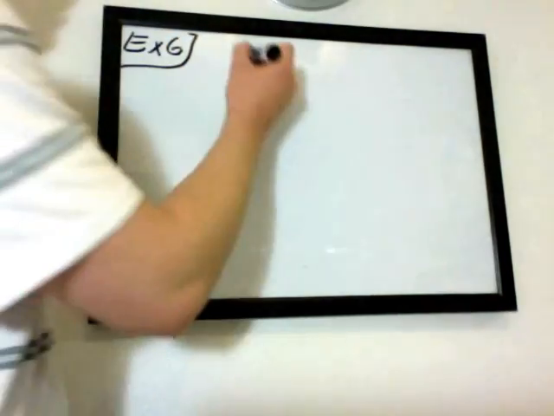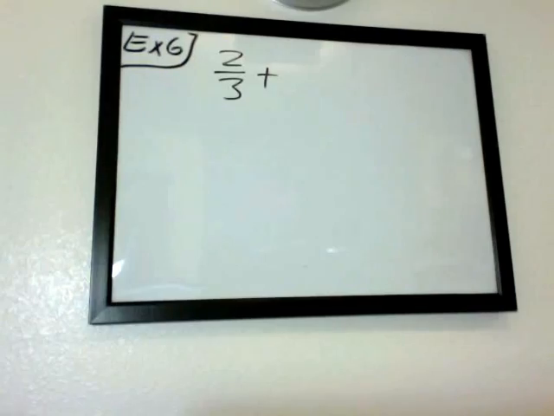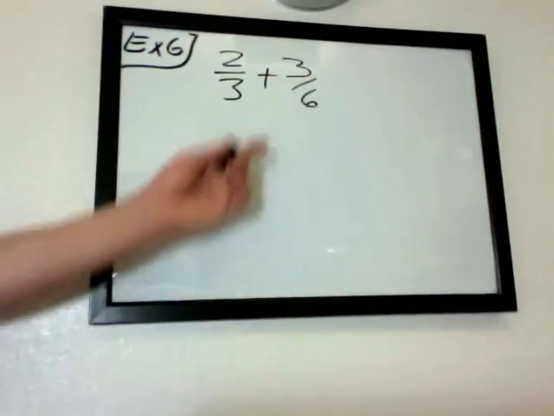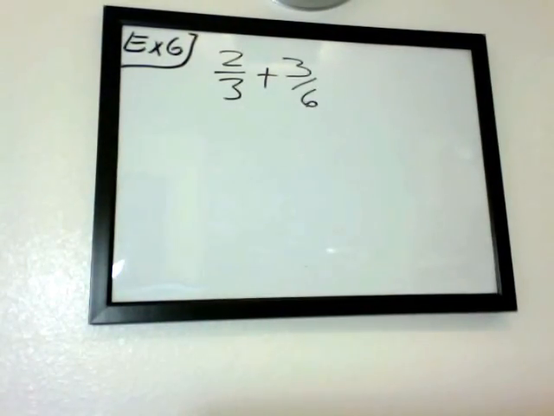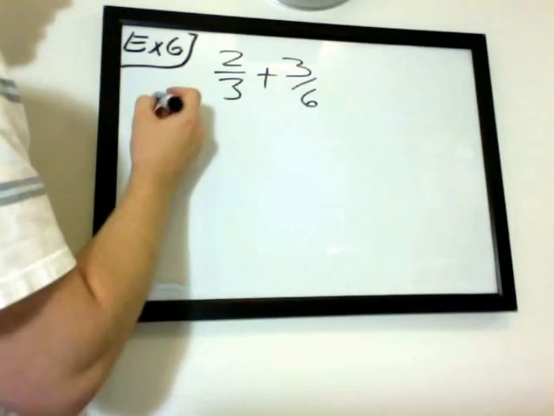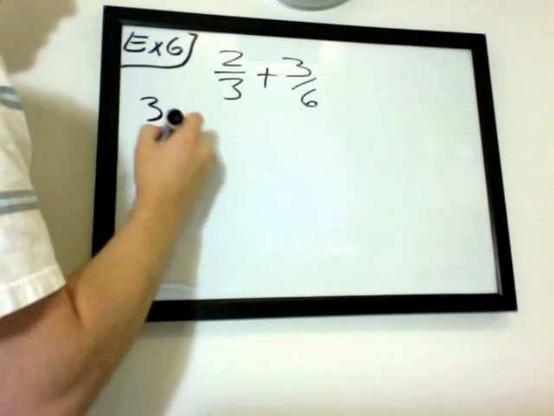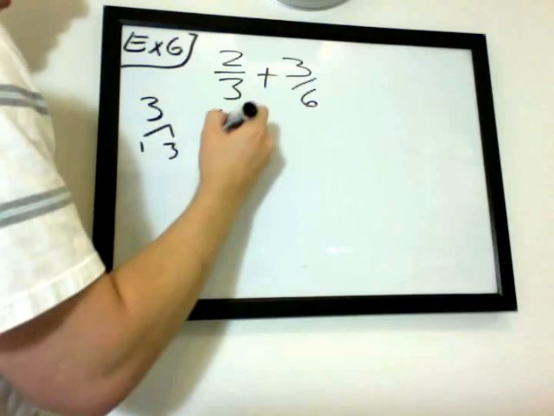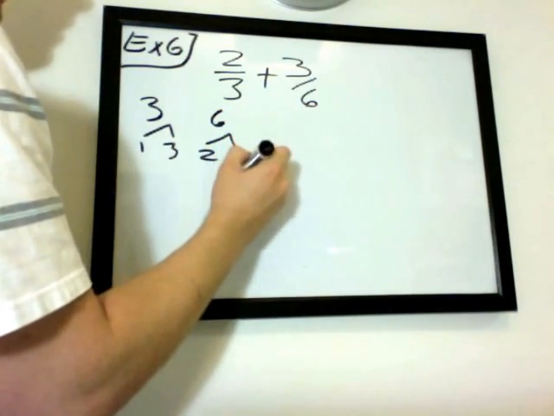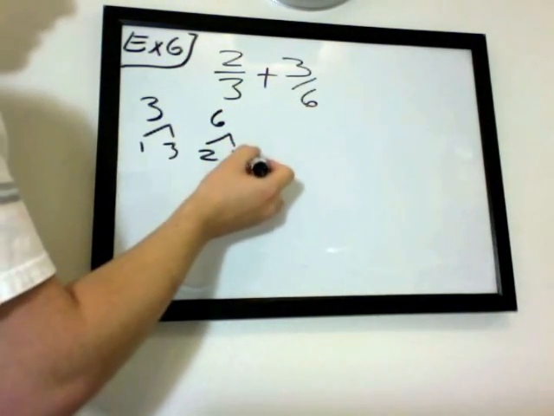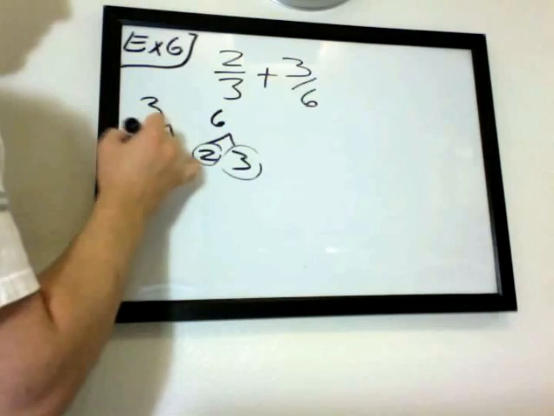Example 6. Say we have 2/3 plus 3/6. Find the least common denominator. Do factoring trees. 3 and 6. 3 is 1 and 3. 6 is 2 and 3. I'm going to take a 3 from here, and a 2 from here, and 1 from here.